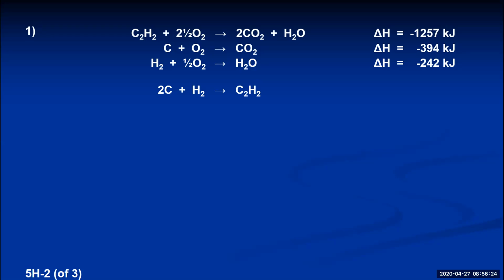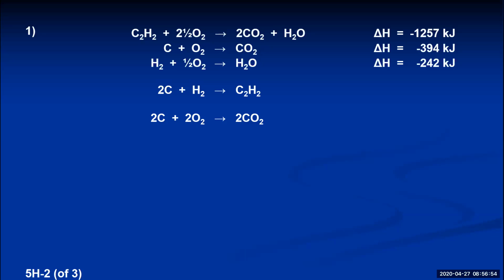First, we need 2 moles of carbon on the reactant side. The only equation that has elemental carbon in it is the middle combustion reaction. That has carbon on the reactant side, but only 1 mole of carbon. So I'm going to take the middle combustion reaction and multiply by 2. If I do that, I'll get 2 moles of carbon plus 2 moles of diatomic oxygen yields 2 moles of CO2.